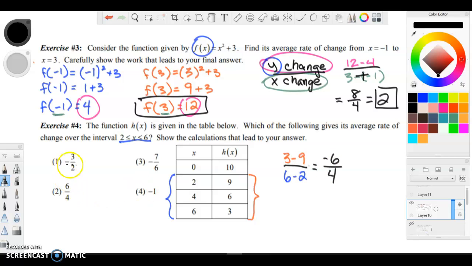I notice that that's not one of the options over here. Don't be tempted by this. We definitely have a negative, but we can reduce this. 2 goes into negative 6 negative 3 times, and 2 goes into 4 twice. So this is the same as negative 3/2. Number 1 is our answer. Okay, so how much do your y values change over how much do your x values change?